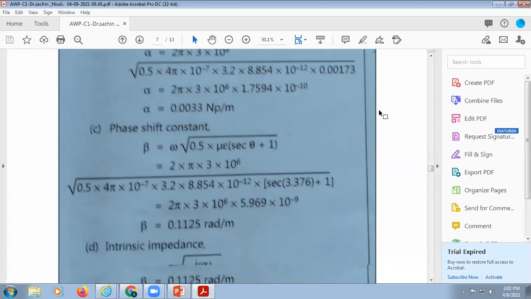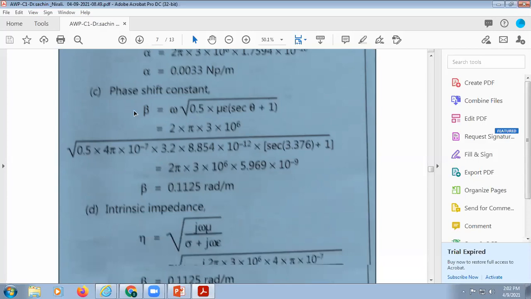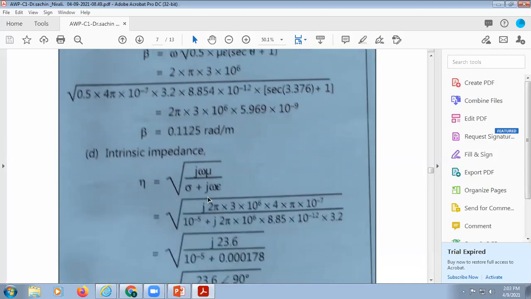The C part is the phase constant. Beta is equal to omega root of 0.5 into mu epsilon (sec theta plus 1). See the difference between alpha and beta for the loss tangent: the minus is in alpha and the plus is in beta. Sec theta plus 1 is in beta, whereas sec theta minus 1 is in the attenuation constant. Again substitute omega as 2 pi f, then mu, epsilon and theta, and you will get the final answer. The phase constant beta is 0.1125 radian per meter.